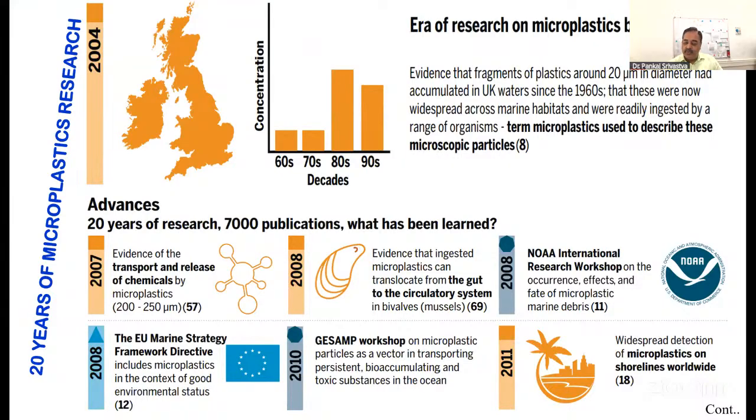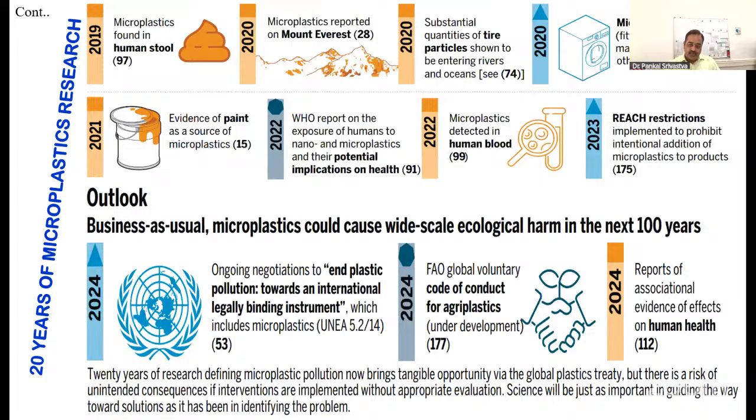So what has happened globally in the last 20 years? The era of microplastic just began. The first report came on the transport of chemicals, then NOAA, which majorly works on plastic debris in the marine ecosystem, came up with an international workshop, and they reported plastic in the marine ecosystem, in the shoreline and beach areas. In 2019, there was the first report of microplastic in human stool, then it was reported from Mount Everest, and down the line up to last year, 2024, the major policy decision is shifting its orientation on how to end plastic pollution as an internationally legally binding instrument.